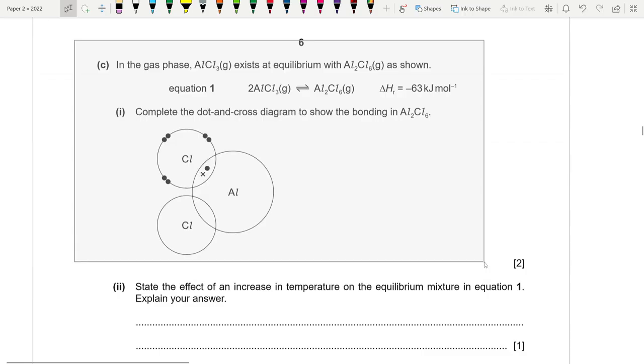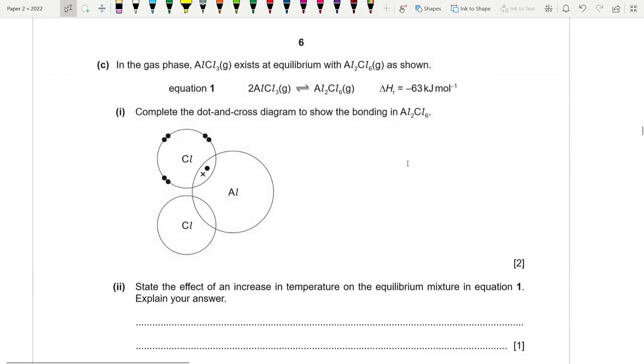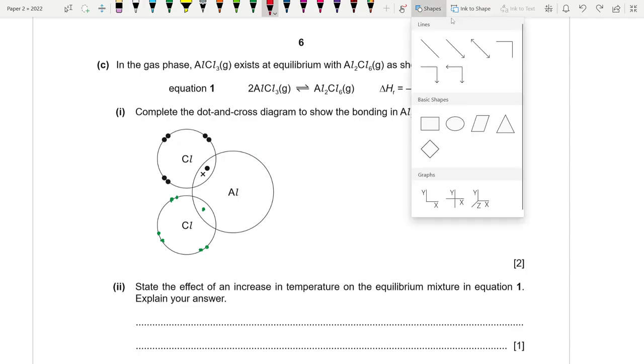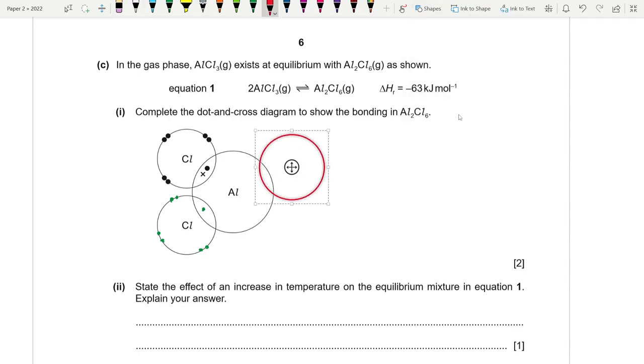Now, aluminum chloride gas exists at equilibrium with Al2Cl6 as shown. Complete the dot and cross diagram to show Al2Cl6, the dimer. Okay, let's do this. So here you go. 1, 2, 3, 4, 5, 6, 7. So we have another chloride over here, and another chloride over here, and aluminium over here. Damn, this diagram is so bad. Wait, yeah, no, it's gonna work.